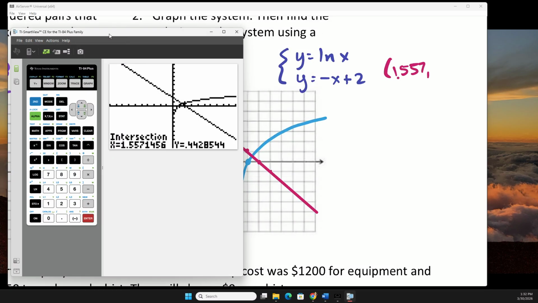We said about 1.5 and then about a half going up. So we were pretty close at our guess. All right, so I'm going to write the steps down if you need them.